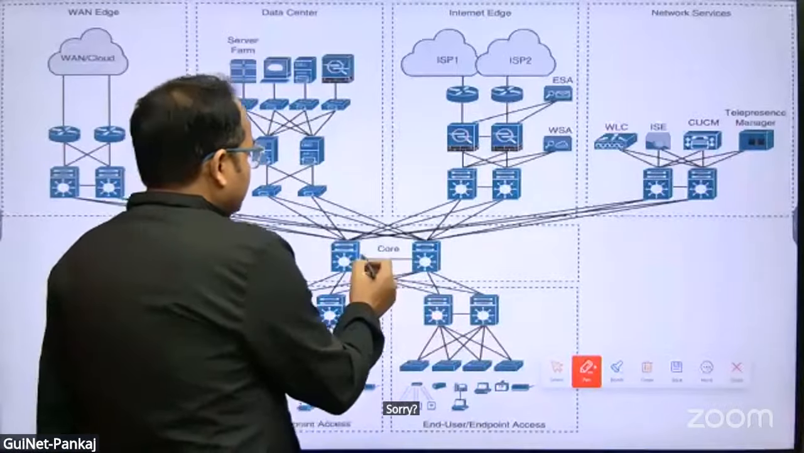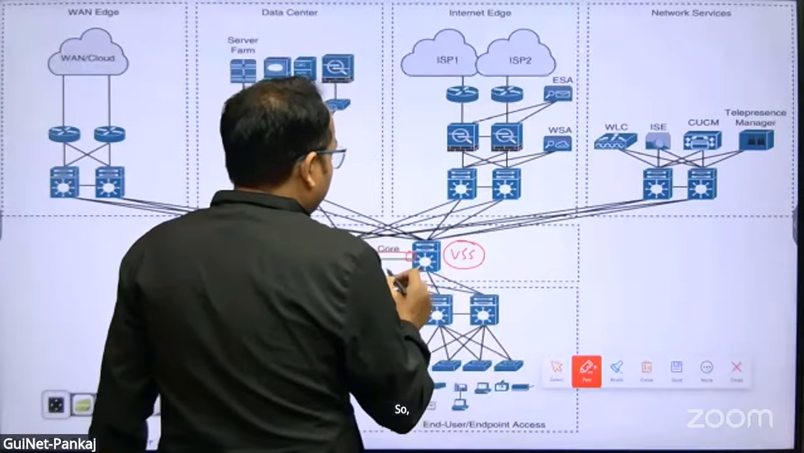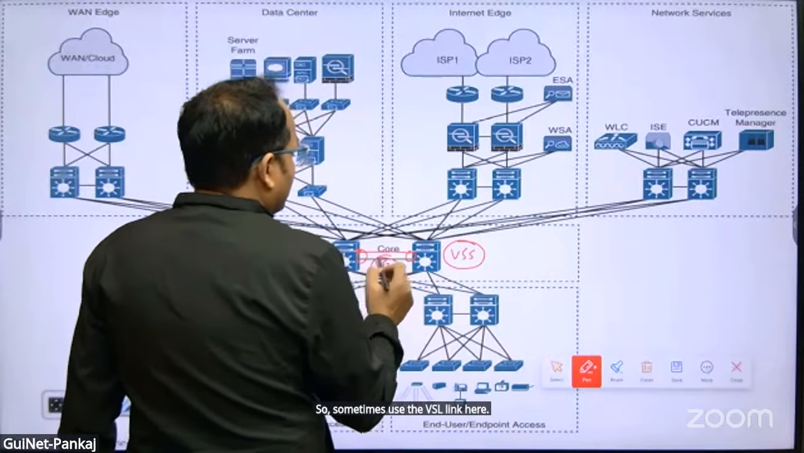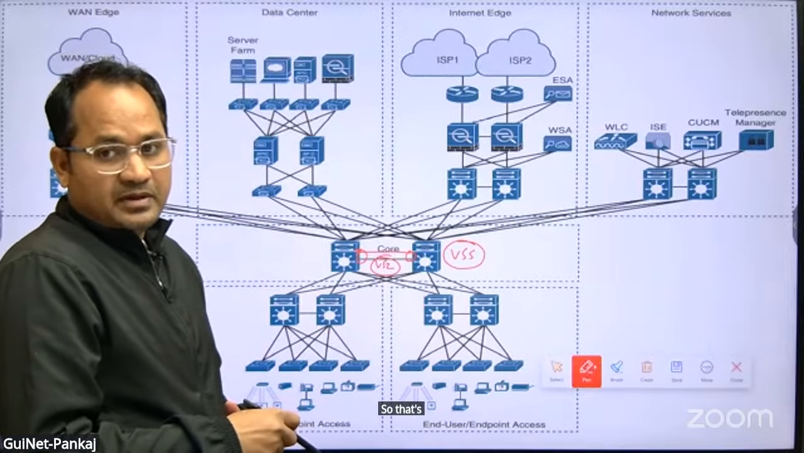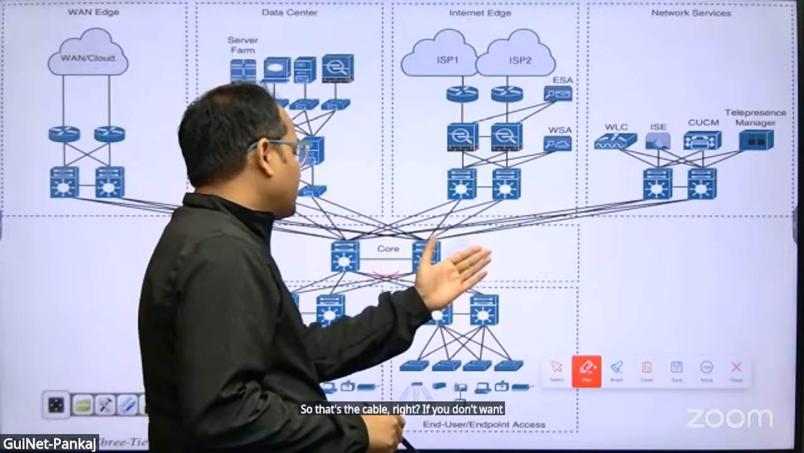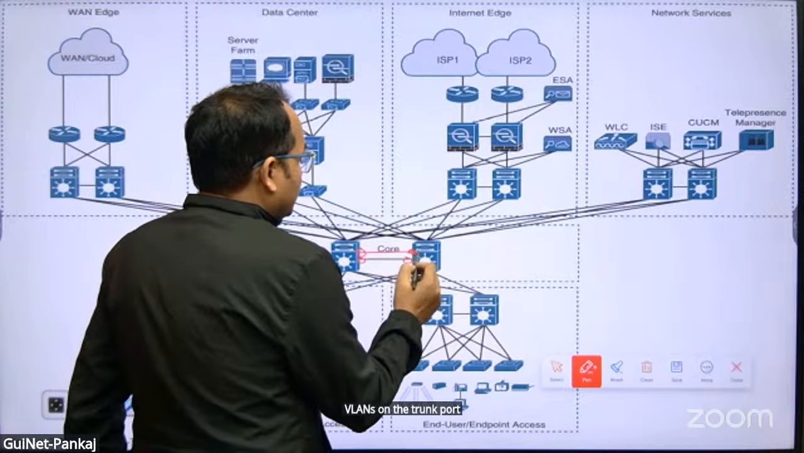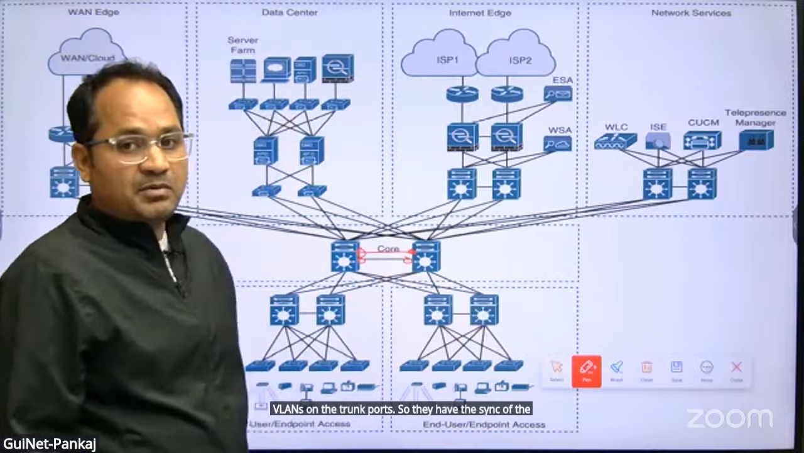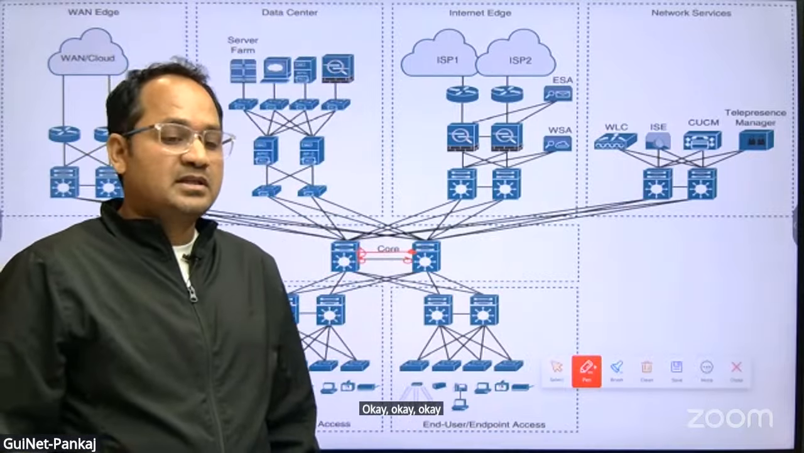Sir, one question: why are the two core switches connected to each other? Both core switches are connected to each other with a cable. So we talk about VSS, right? Sometimes we use the VSL link here. Logically, they become one switch. So that's the cable. If you don't want to use VSL, if you want to use a separate link, then you have to pass all VLANs on the trunk ports, so they have the sync of all the VLAN information. Make sense, Karthik? That's why it's connected.